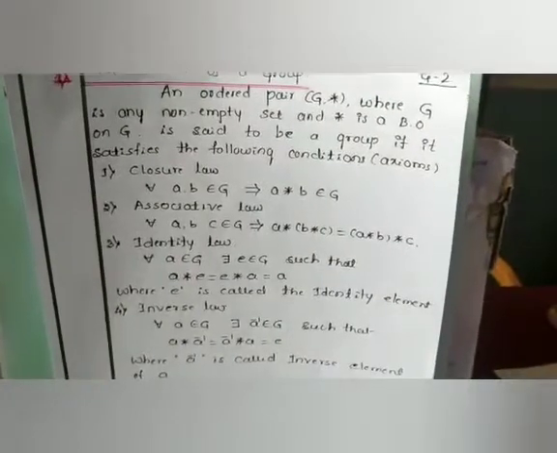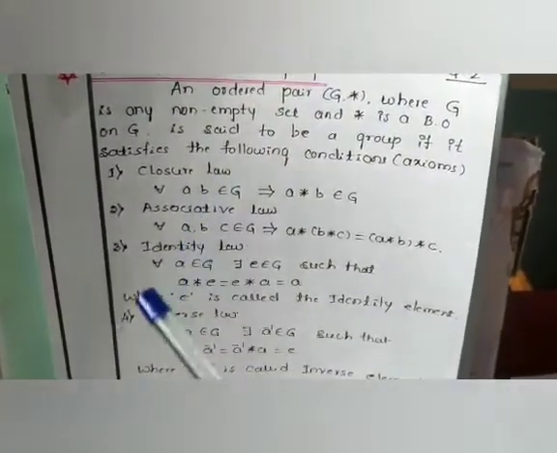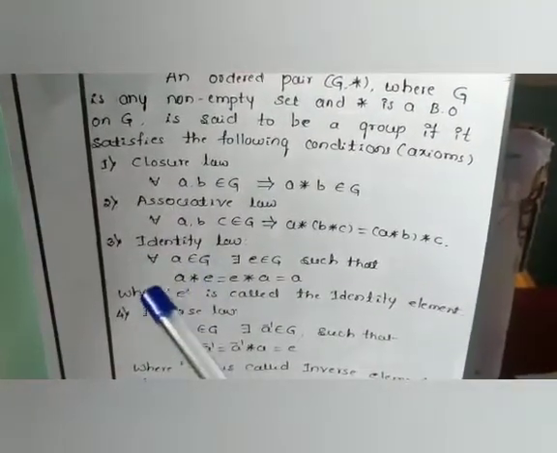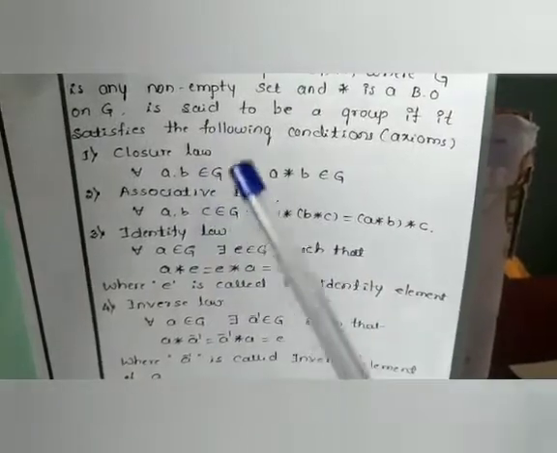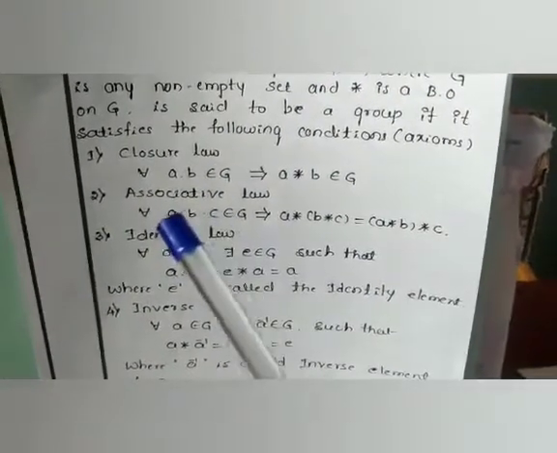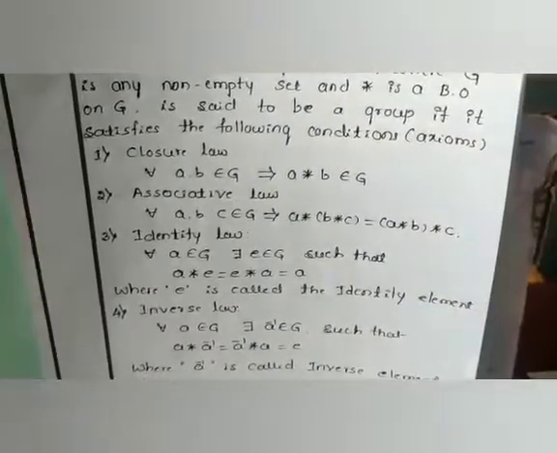G star is said to be a group means it satisfies the closure law, associative law, identity law, inverse law. It is the basic definition. You should remember all the laws. Suppose anybody asks what is closure law, you should immediately say for every a, b belongs to G, a star b belongs to G, closure law.